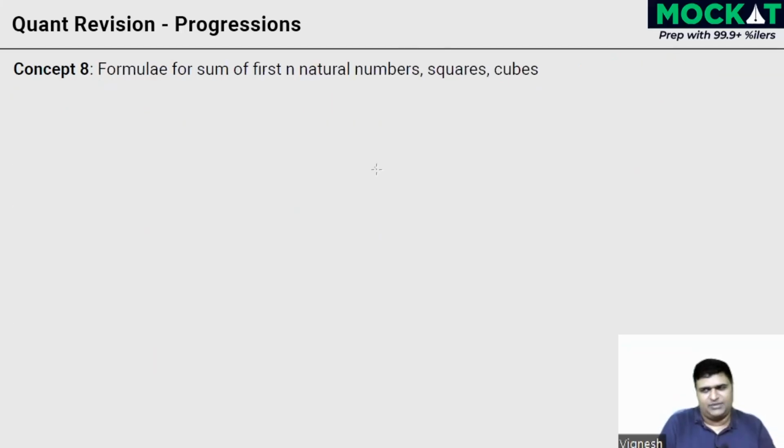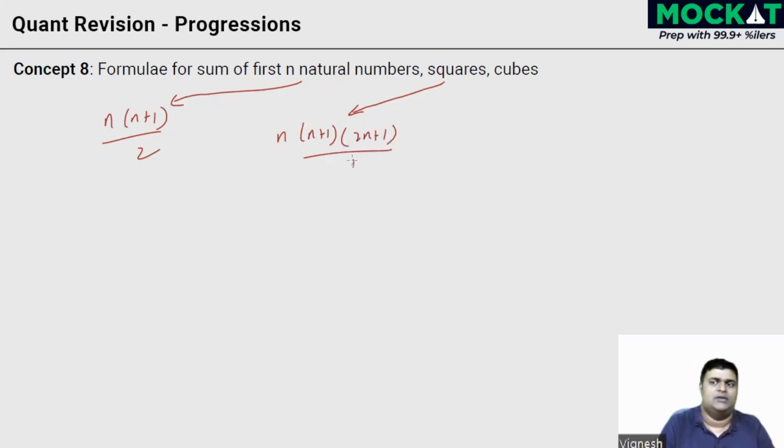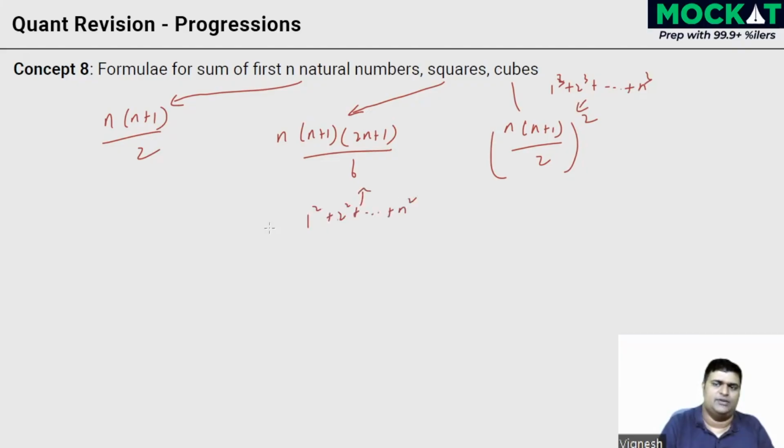The next bit of formula you need to remember are those pertaining to the sum of the first n natural numbers. That's n into n plus 1 by 2. The sum of the squares of the first n natural numbers is n into n plus 1 into 2n plus 1 by 6. And that of the cubes is n into n plus 1 by 2, the whole square. 1 cube plus 2 cube and so on till n cube is this. 1 square plus 2 square and so on till n square is this. 1 plus 2 and so on till n is this.